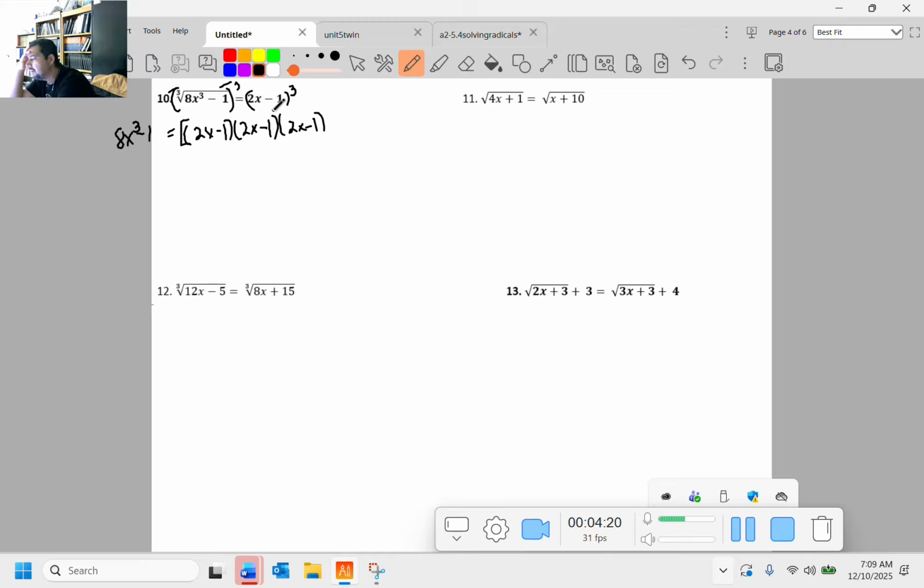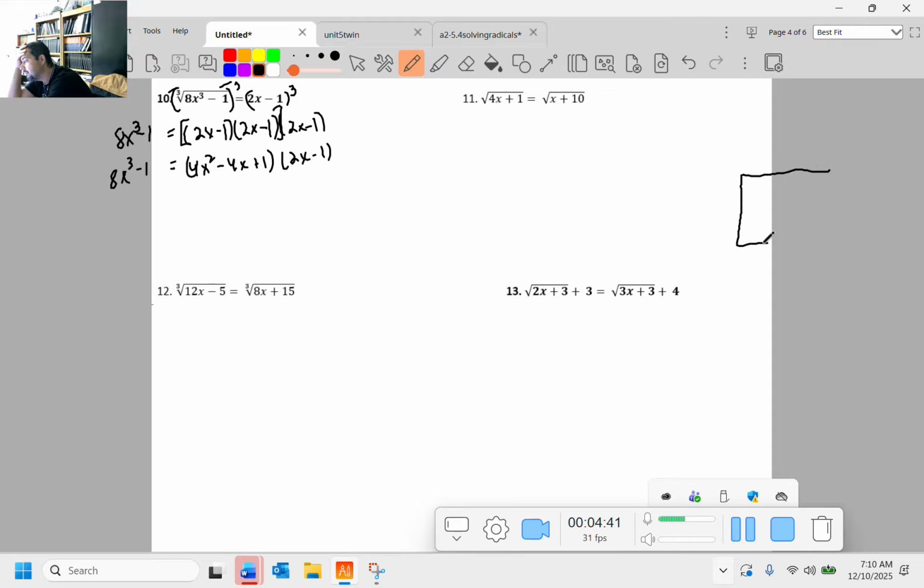So let's figure out what 2x minus 1 times 2x minus 1 is, which is 4x squared minus 4x plus 1. And then we're going to have to turn around and distribute again. So I got a 4x squared times 2x. Blah. Let's just go off the side and do a box.